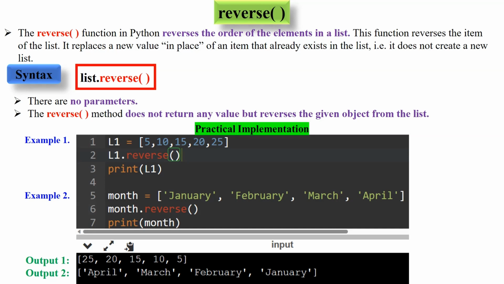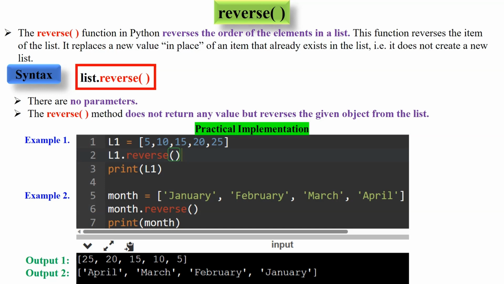Let's see some examples. Example 1. Now, look at the Python code. Line 1. The list L1 is defined with the elements 5, 10, 15, 20, 25. Line 2. The reverse method is called on L1 to reverse the order of its elements. After executing this line, L1 will be 25, 20, 15, 10, 5. The reversed L1 list is printed, resulting in the output 25, 20, 15, 10, 5, which can be seen on the output 1 on the console.